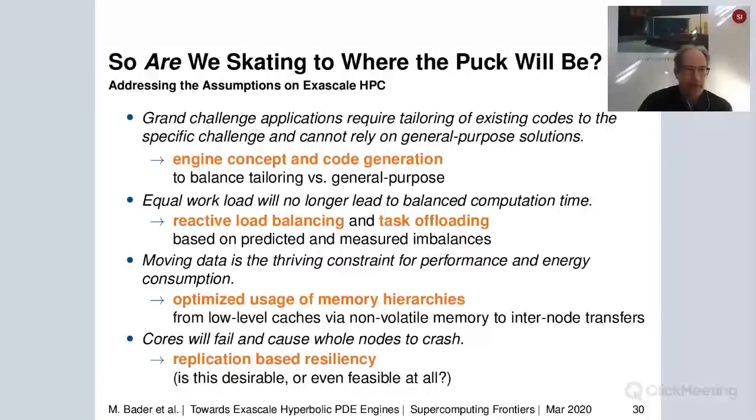So I showed a couple of reactions that we did to the challenges of exascale that we think will happen. We're working a lot on engine concepts and code generation to balance this tailoring versus general purpose thing of software architectures. We have developed reactive load balancing and task offloading schemes for load balancing and dynamics. And we need to optimize usage of memory hierarchies for the data movement restrictions. And we started to work with replication-based resiliency approaches.